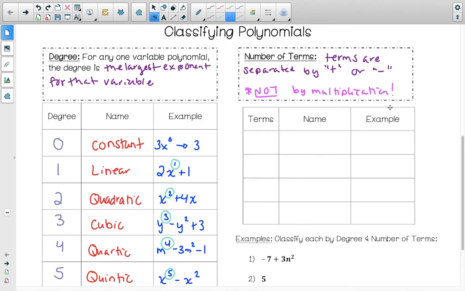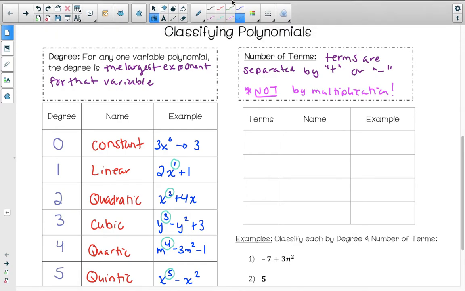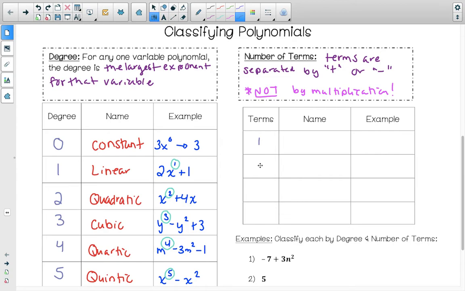If it's multiplied, it's actually still in the same term. Now, the types of terms we can have is we can have 1 term, 2 terms, 3 terms, or we can have 4 or more. Because each of these, 1, 2, and 3, have a special name. The special name for a 1 term is called a monomial.